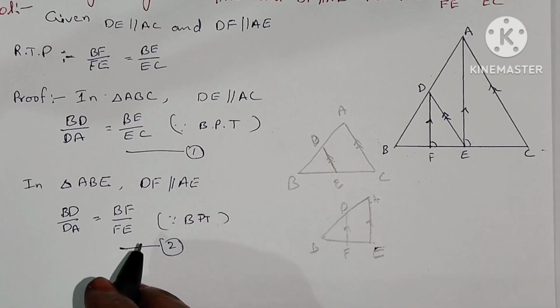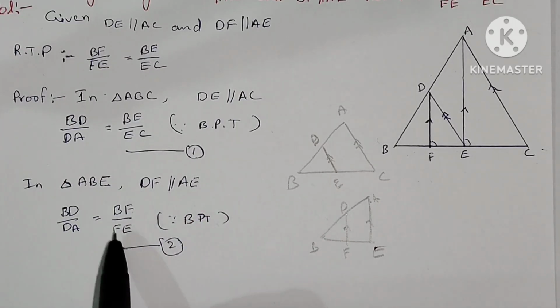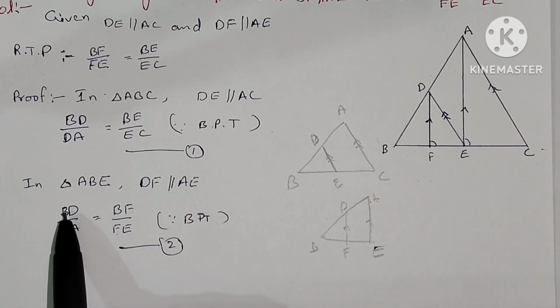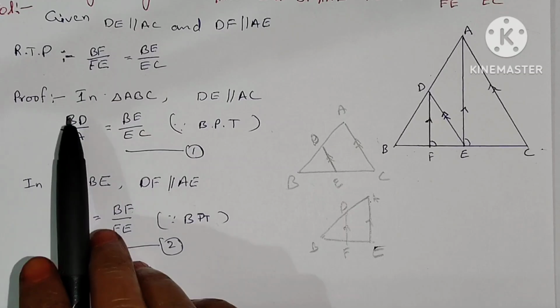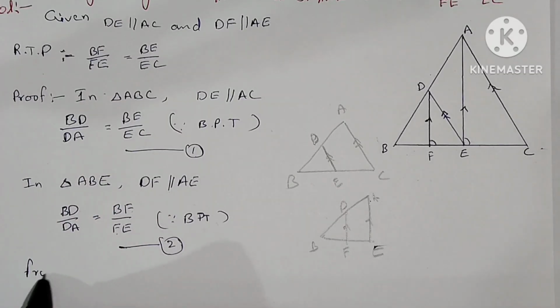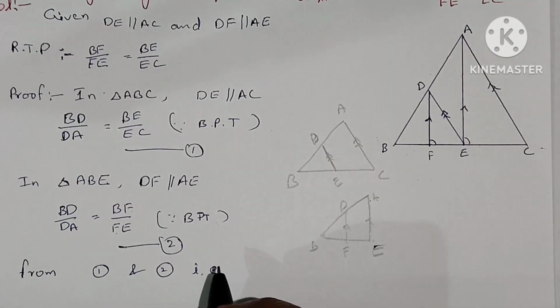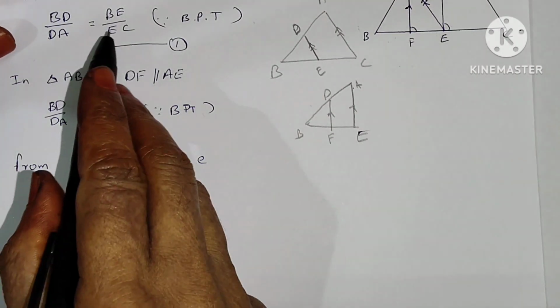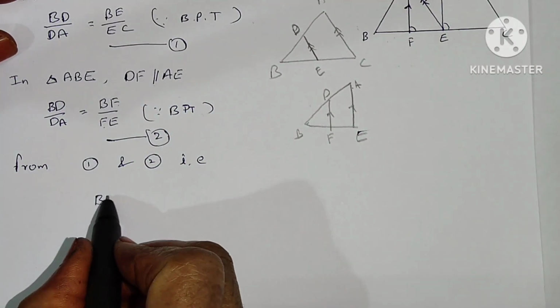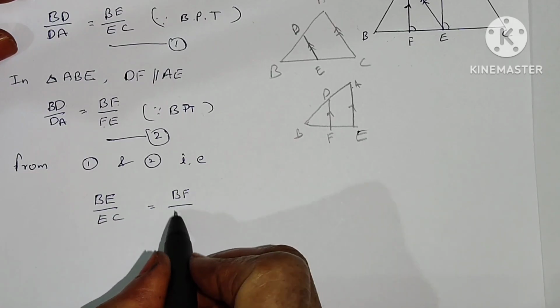Now first we observe equations 1 and 2. BD by DA and BD by DA, the left hand sides are equal. So from equations 1 and 2 it implies that the right hand sides are equal, which means BE by EC equals BF by FE.